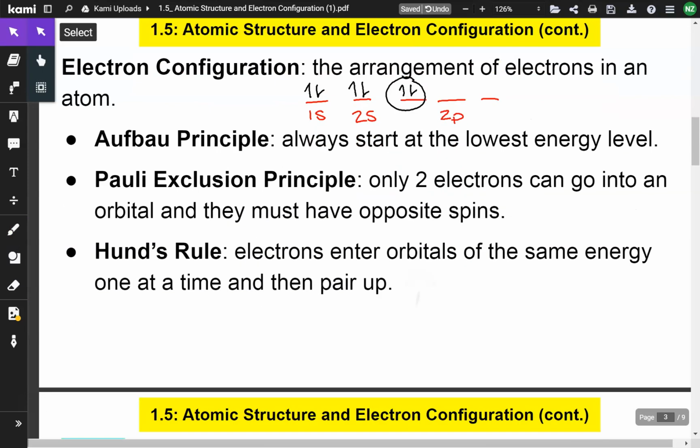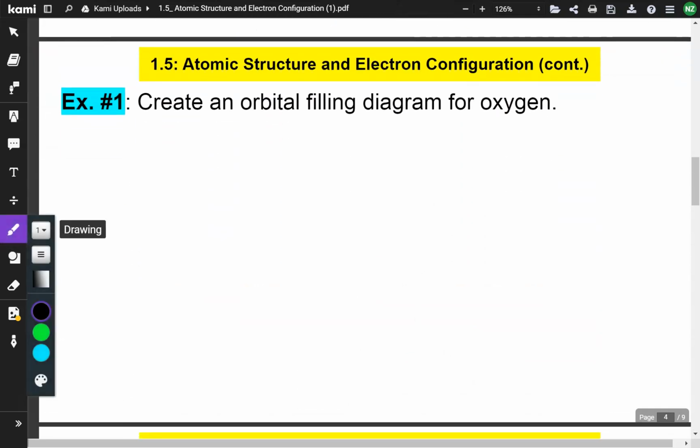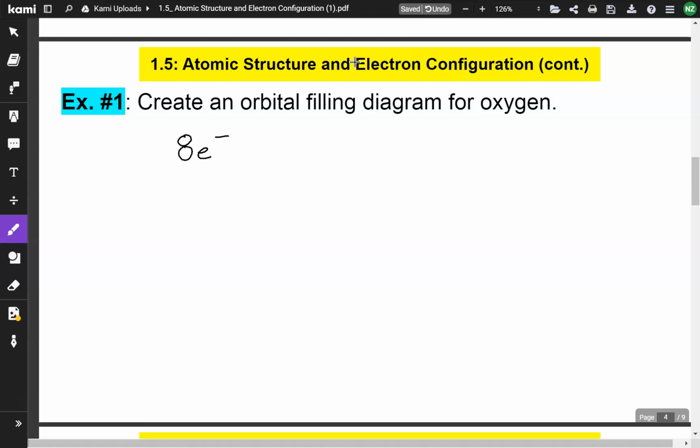All right, let's do an example. Create an orbital filling diagram for oxygen. Oxygen has 8 electrons, so I need 8 places for electrons to go. We've got our lowest energy level, which is 1s, then 2s, and then we have 2p.